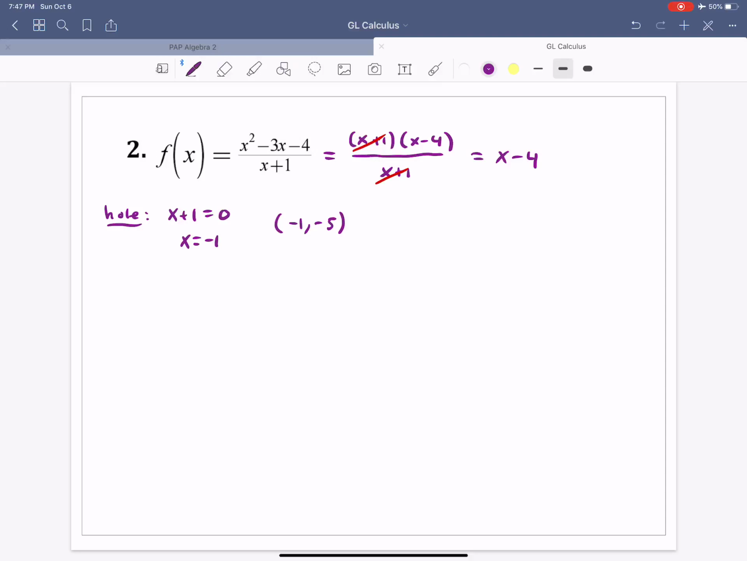So then if you thought about the graph of this function, it's going to be the line x minus 4 with a hole at the point negative 1, negative 5. So if you look at that particular graph, you can see that it's not continuous because at this x value, at x equals negative 1, we don't jump. There's a hole in that graph. So we would say that x equals negative 1 is a point of discontinuity.